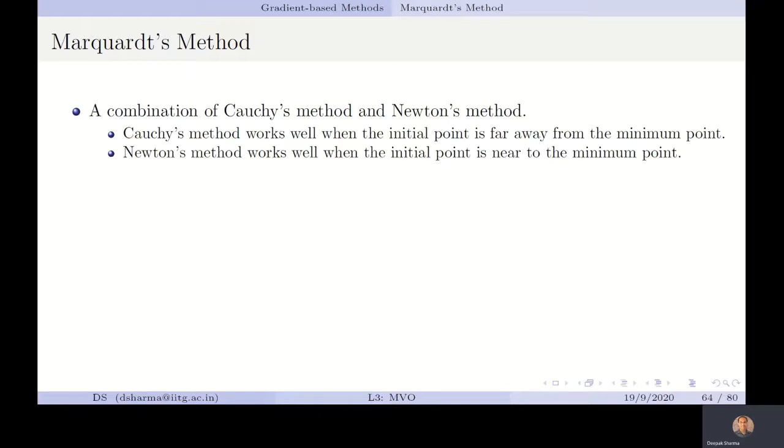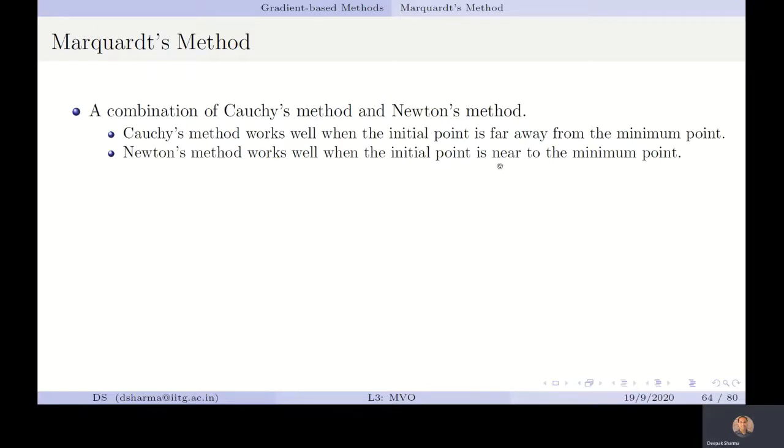When we are close to the optimum solution, the change in the slope or the gradient is small, and therefore Cauchy's steepest descent method sometimes will become slower when it is near to the minimum point. However, Newton's method works well when the initial point is near to the minimum point. It is because in its direction we have the Hessian matrix along with the gradient of the function.